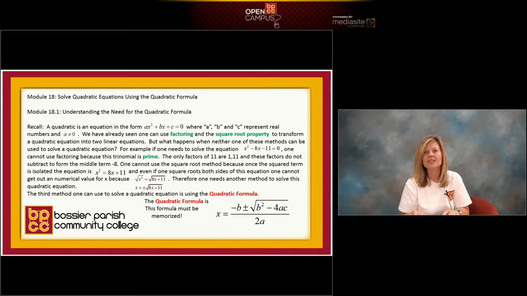If you can memorize that formula, then you will be able to solve any quadratic equation that does not factor and we cannot square root.